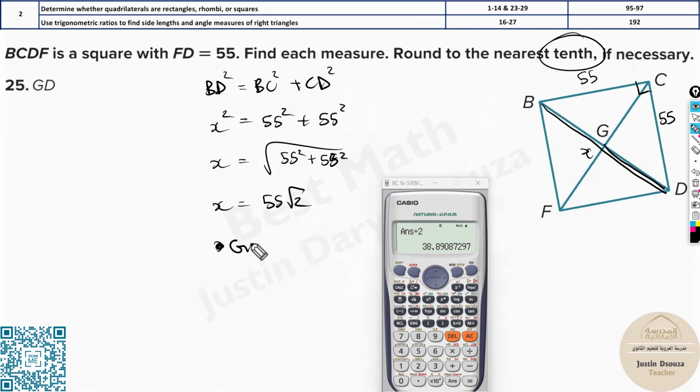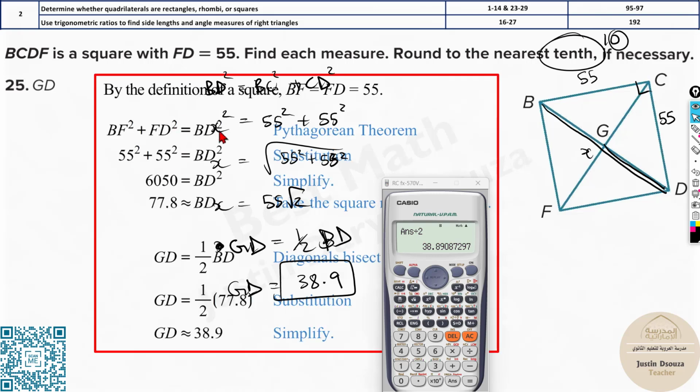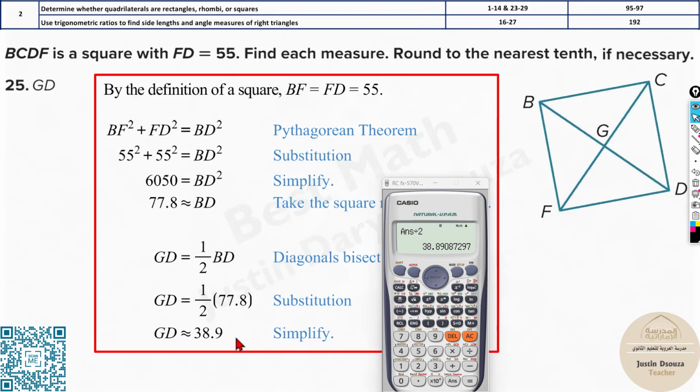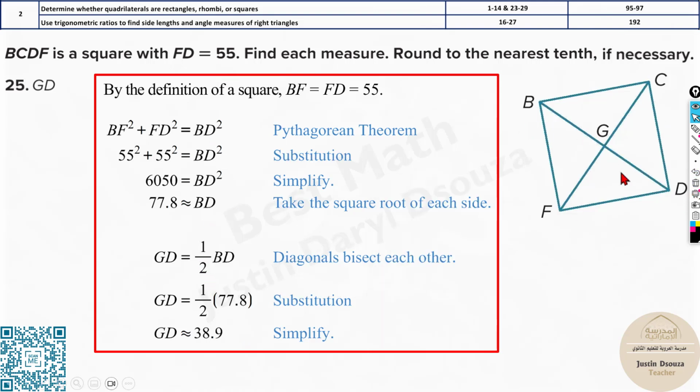So here GD will be equal to half of BD. So GD is equal to half of, you don't need to write it, I'll directly write it over here because we already solved it. It's 38 point. Now, nearest tenth, 10 means there is 1 0 in 10, right? So after the decimal point, you must see how many digits? One only digit. 8, 9 will become 9. This is the answer. It's 38.9. That's the correct answer over here. I hope this is clear. 38.9 is correct. So that's how we do it. First we find BD and then we solve it up.